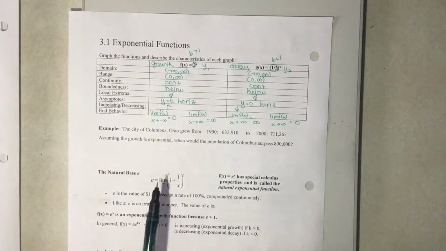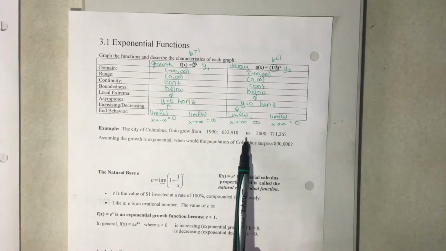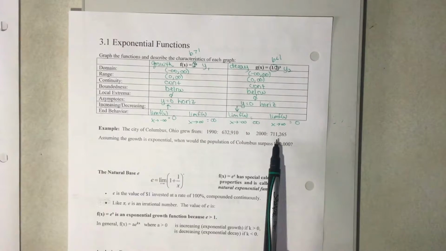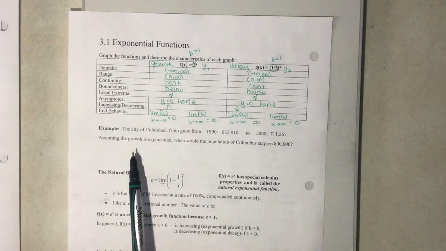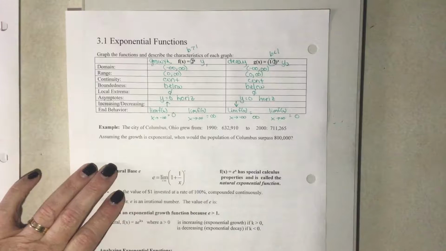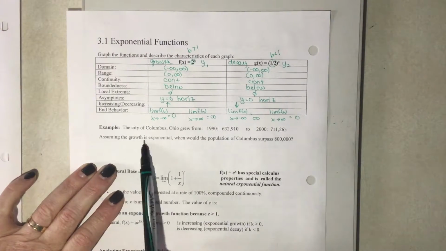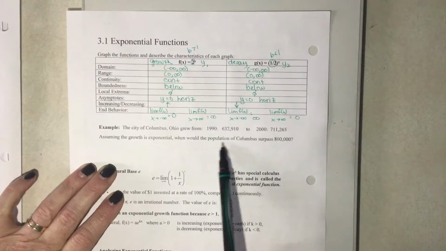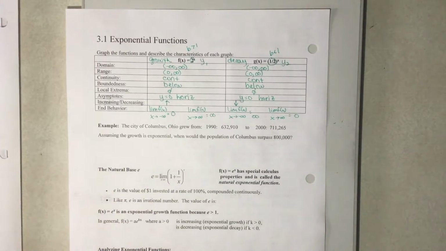So here we go. The city of Columbus, Ohio grew from 1990 at a population of 632,910 to the year 2000, where it was 711,265. So we are assuming the growth is exponential. You on your own cannot assume exponential unless it's stated, and this is what I mean by that. Otherwise, if we have 2 points, we're looking at a line, a linear function rather than an exponential. We want to know, when is the population of Columbus going to surpass 800,000? This is something that's used for the city planners, using a model in growth.